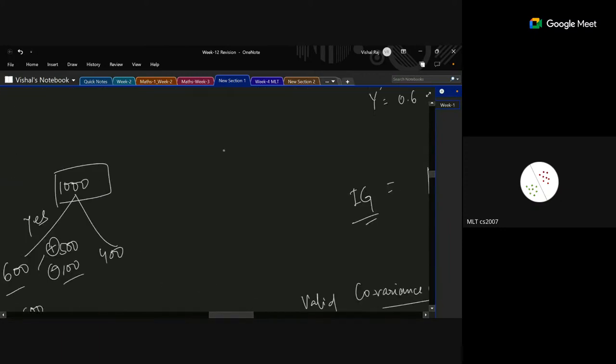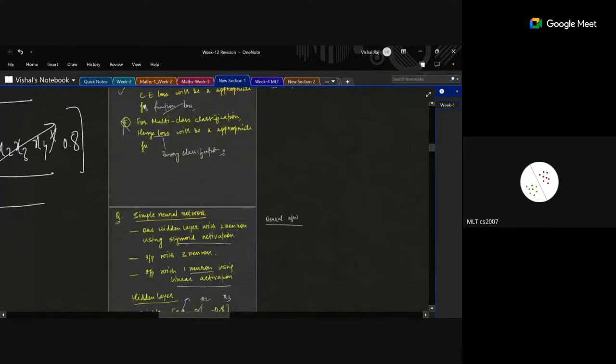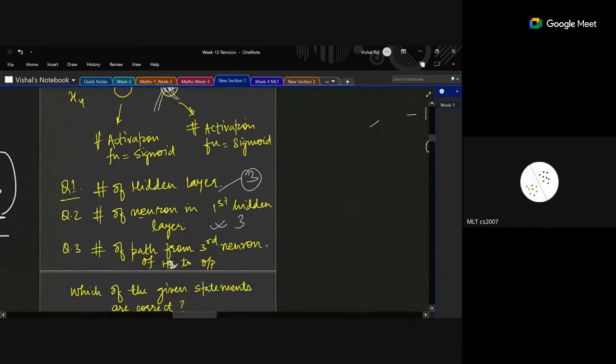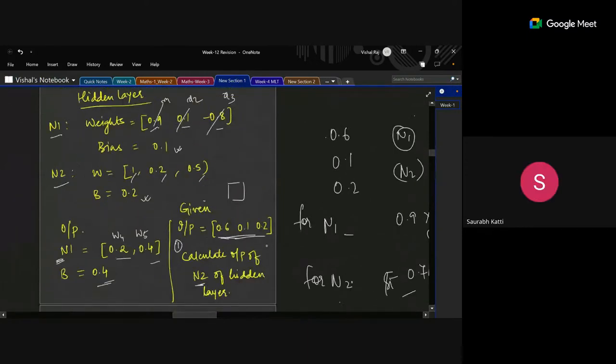Okay, so this is done from my side. If you have any issue with all these questions, you can just ask me. Sir, one question on neural networks. Okay, which one? A small one, the same question, I just want to modify it a bit.